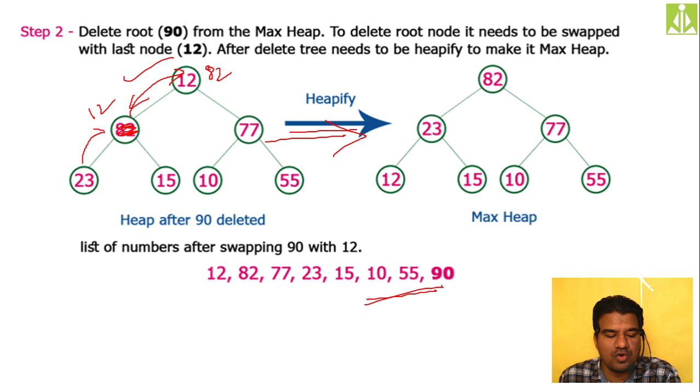So these two will be swapped. 12 will come over here and 23 will go over here. Now you can see 82 on top, 23, 77, 12, 15, 10, 55. Likewise we got. Now again you try to delete this 82.